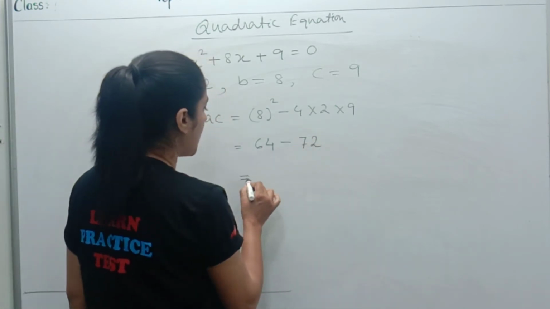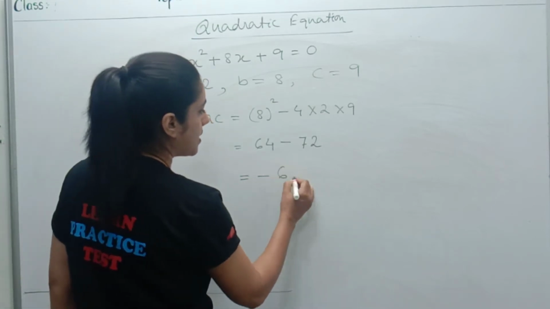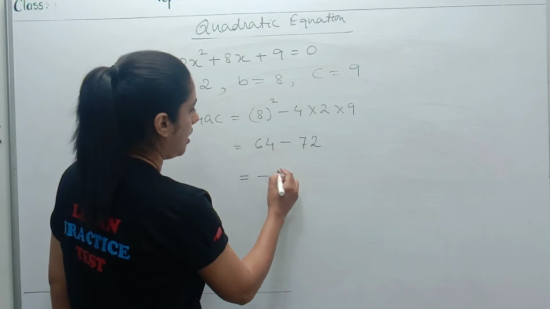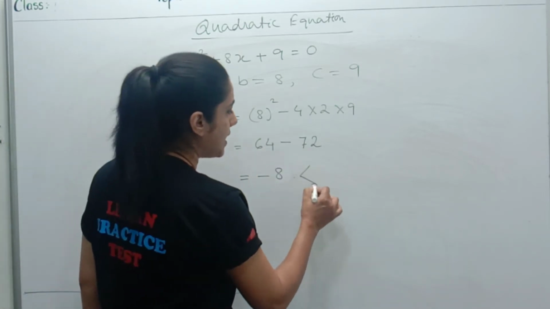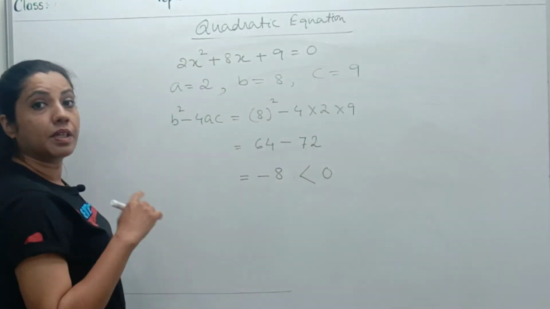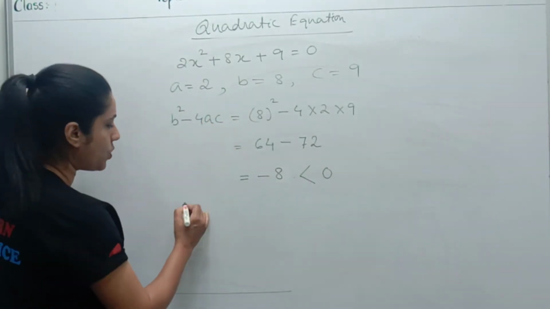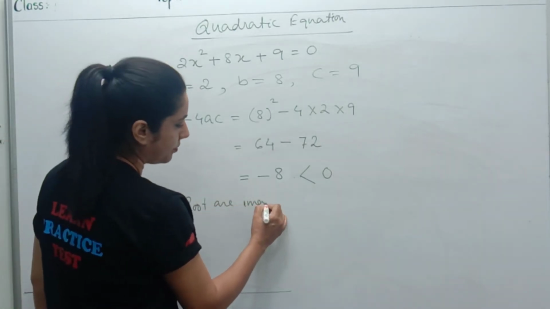So now in this case we are getting it minus 8, which is less than 0. We have the third criteria now. Since b square minus 4ac is less than 0, so we will say that roots are imaginary.